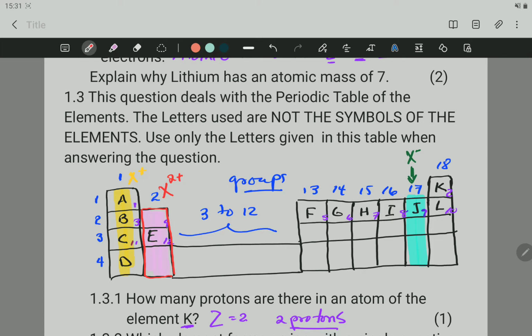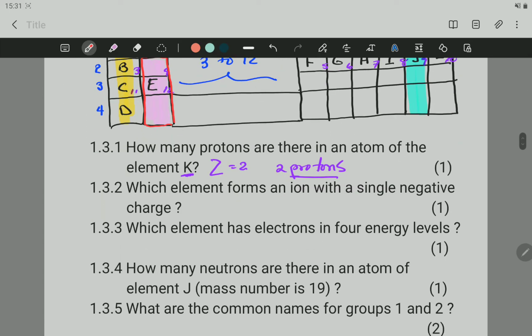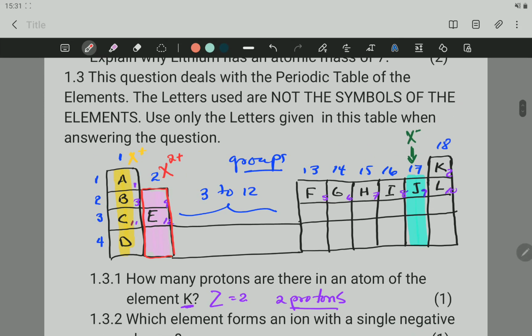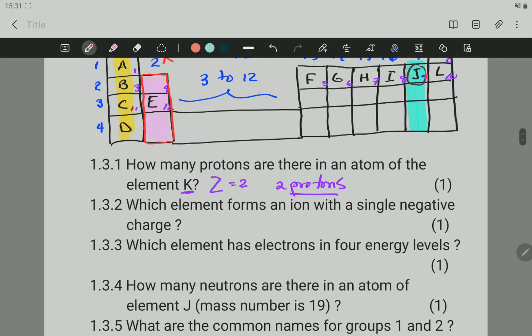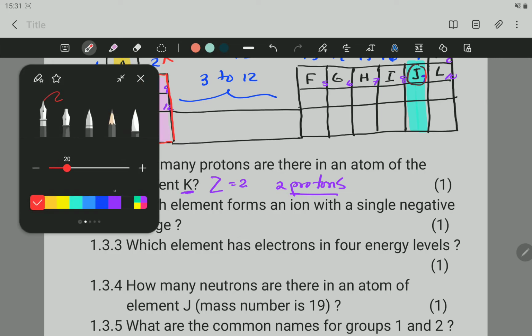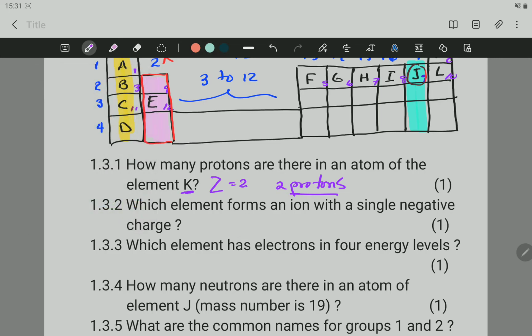Okay, so the question said, which element forms an ion with a single negative charge? It is any one that is in group 17, but there's only one, which is J. So the answer is J. The answer is J.